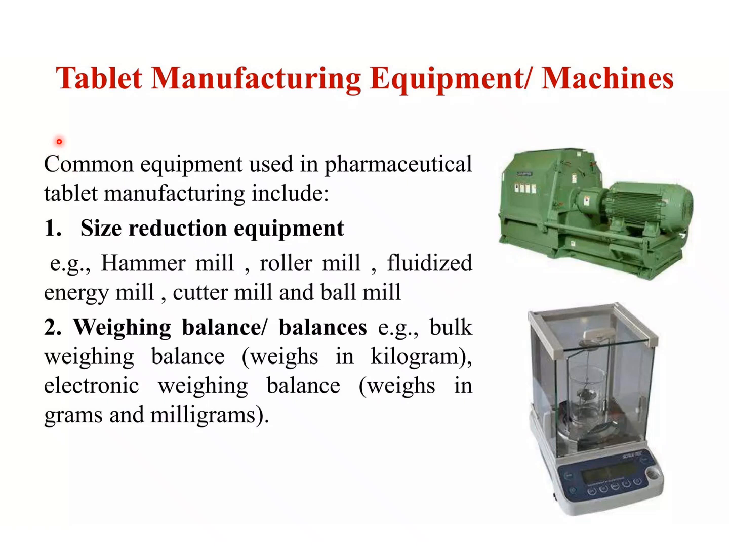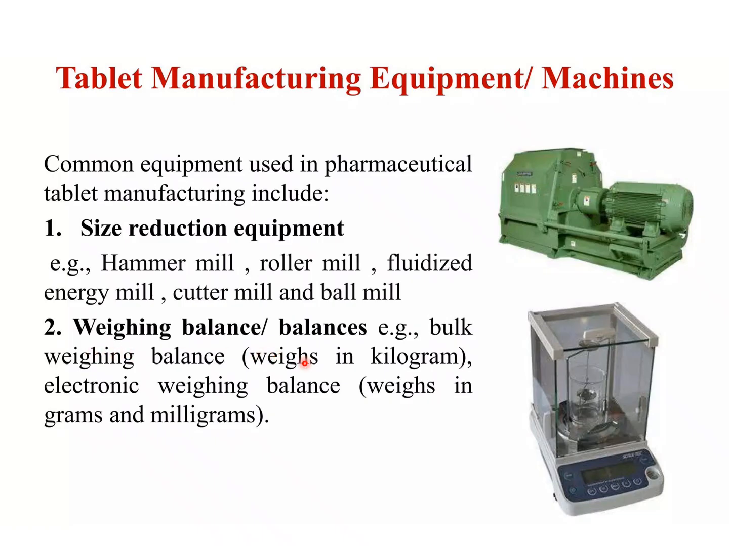So now we will learn about different equipments or machines that are required for tablet manufacturing. We have already discussed the steps of manufacturing. Now we will learn about different equipments. So common equipment used in pharmaceutical tablet manufacturing include size reduction equipment. These are also called mills, for example, hammer mill, roller mill, fluidized energy mill, colloid mill, ball mill. So these are used for size reduction.